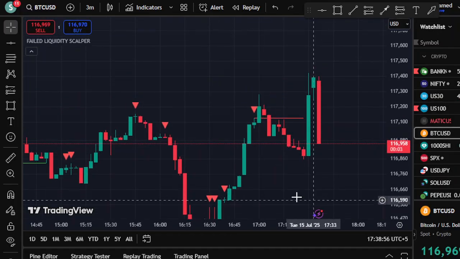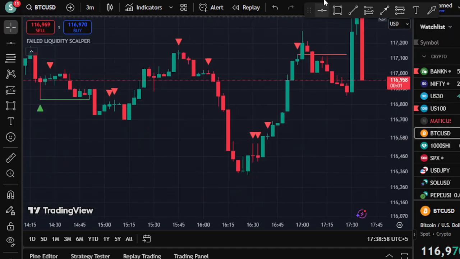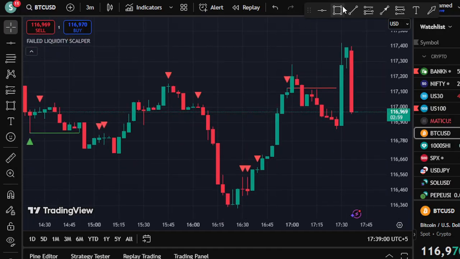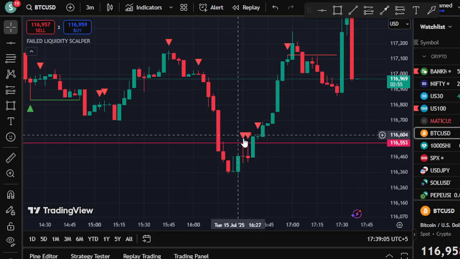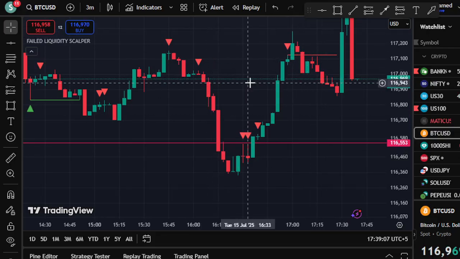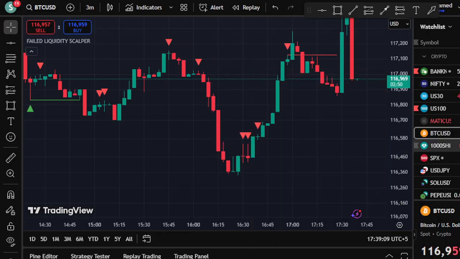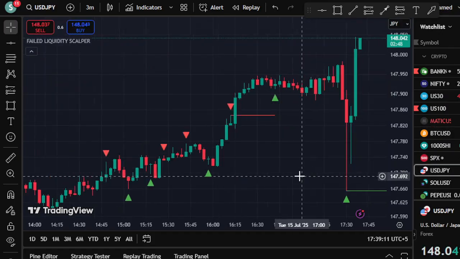If I show you Bitcoin, then you can see this is the buy. Okay, and if we talk about here, just look at this one. This is the failed liquidity happened on that indicator, and now see how the price simply moved up. And this is the real time indicator, this is not a joke, because this indicator works perfectly fine.